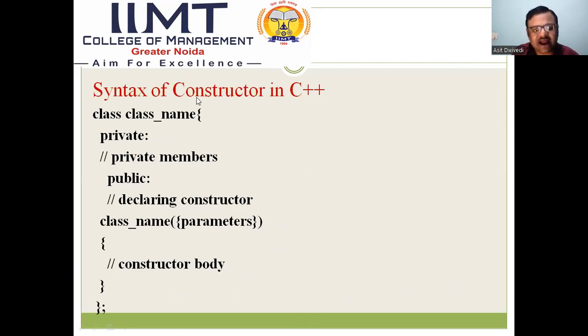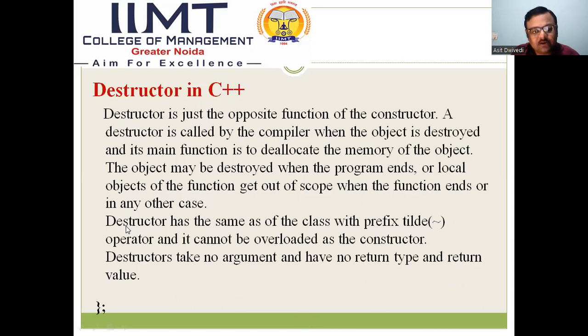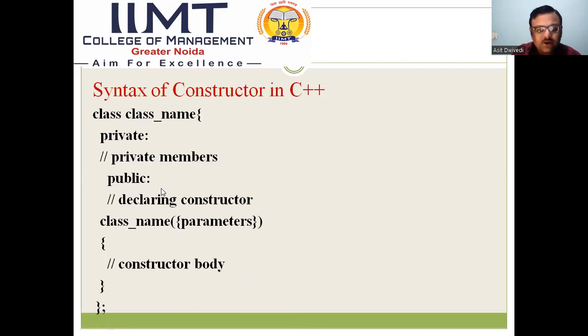This is the syntax for constructor. class, class name. This is the class name. Private data members will come. In public, we are declaring the constructor. This class name and this class name will be the same. This is the name of the constructor, which will be the same as the class name. Then opening of constructor, closing of constructor, and this is the closing of class.